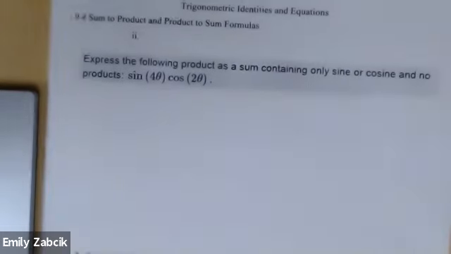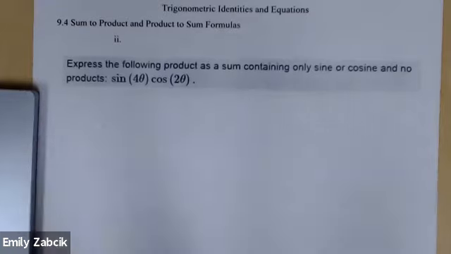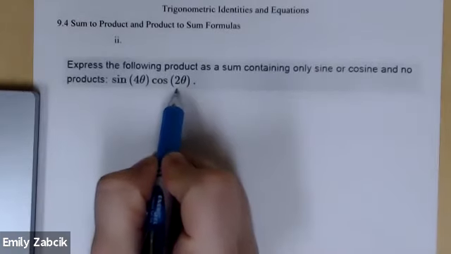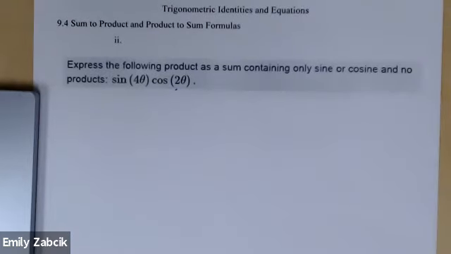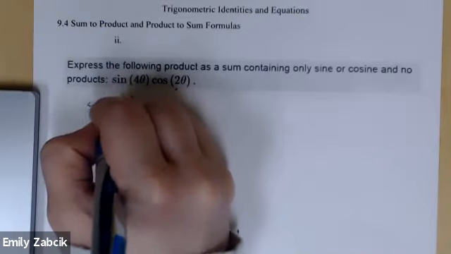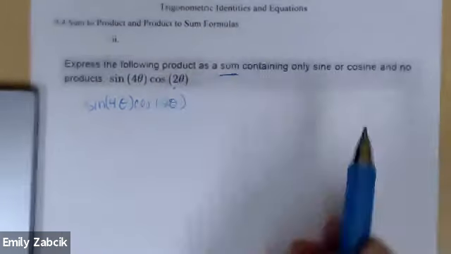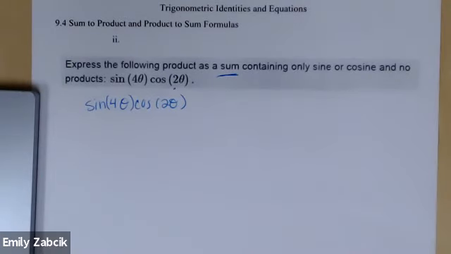Let's do another one. And this one says, express the following product as a sum containing only sine or cosine and no products. So what I'm starting with is sine of 4 theta and cosine of 2 theta. So I'm going to start with sine of 4 theta, cosine of 2 theta, and my goal is to just be a sum, nothing being multiplied in there.